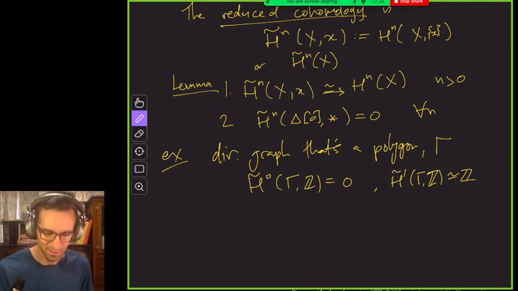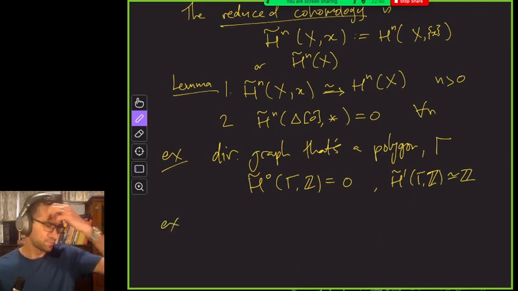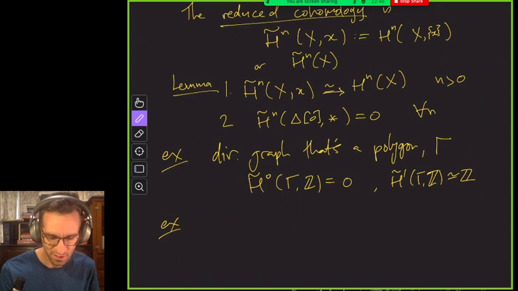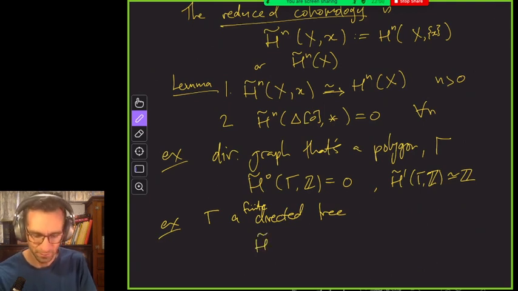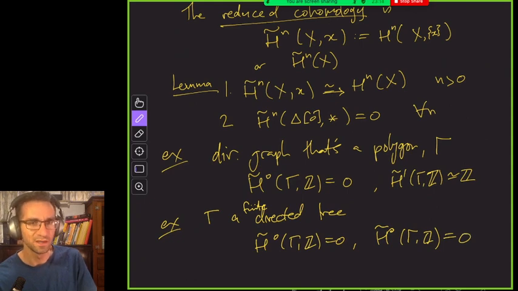Another example, which I popped in the summary notes as a bonus. If we have a directed tree, meaning it has no cycles, say a finite directed tree, then it would be contractible in the topological world. But ordinary cohomology H^0 would be Z, whereas here H twiddle 0, reduced cohomology, is also 0.